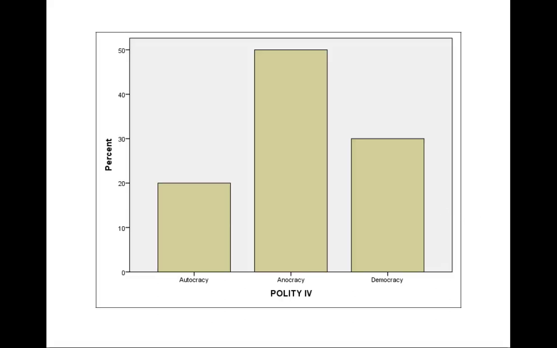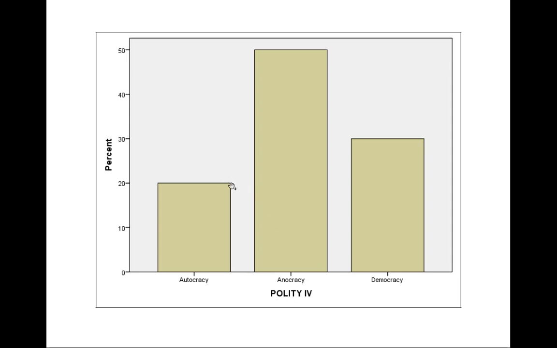This is a bar graph that represents the information from a Polity 4 frequency distribution. The Polity 4 dataset classifies countries into autocracies, anocracies, or democracies. As you can see, the percent of observations is on the y-axis, and the category names are on the x-axis. Note that I placed the variable name below the x-axis as well.